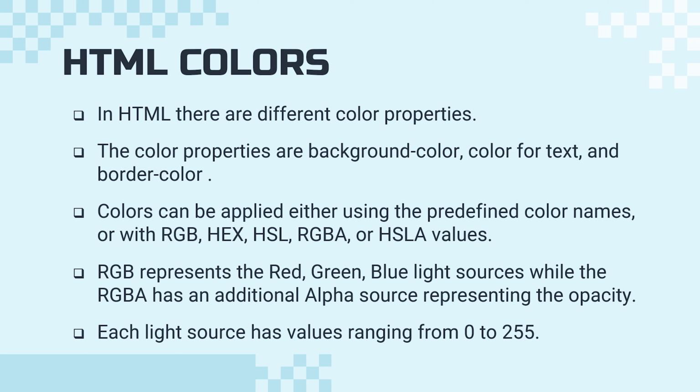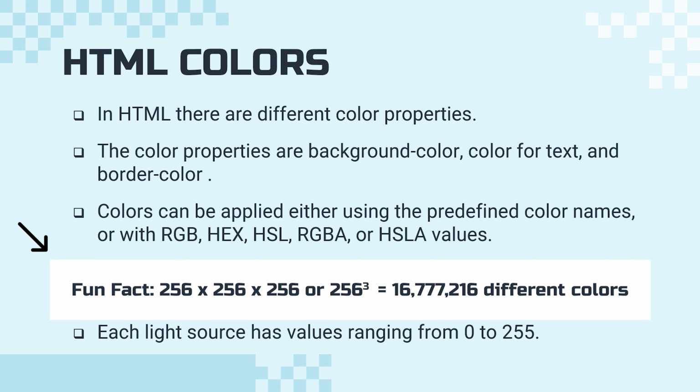Each light source has values ranging from 0 to 255. So R has 256 values because it starts from 0. G, which is green, also has 256 values, and so does blue. So to find out the total colors that can be made using these values, you can multiply 256 by 256 by 256, or you can cube 256 and you get the total number of colors that can be formed using these values.